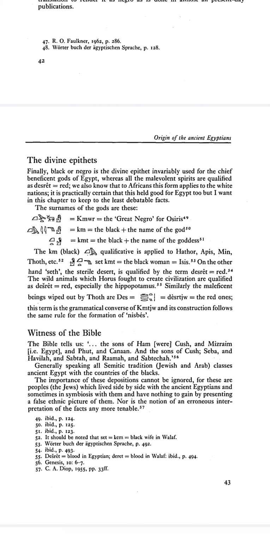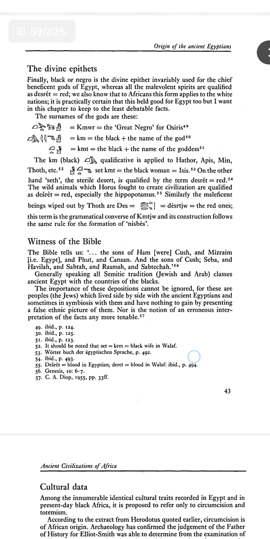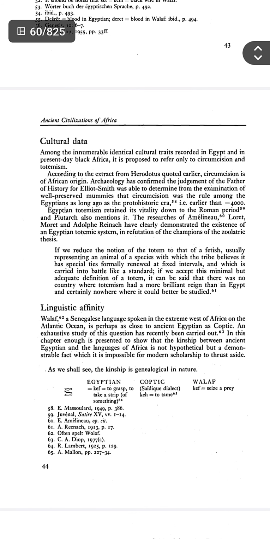And I think that is so interesting to know that when they were talking about Hathor or when they were talking about Isis, there was an emphasis on the black woman and the black women. So there was never a divide between whether those were melanated people or not. We knew that they were melanated people, and that was reflected even within their hieroglyphs. So it'll give you a lot of cultural data, linguistic affinity.